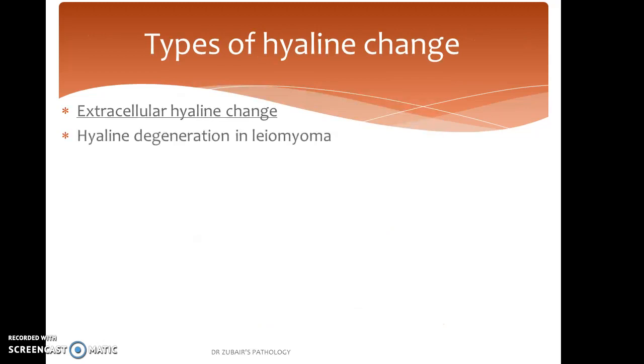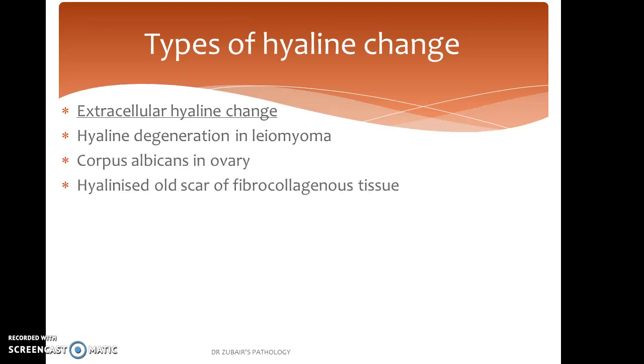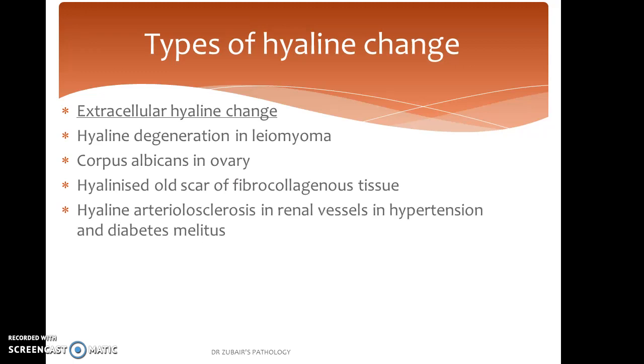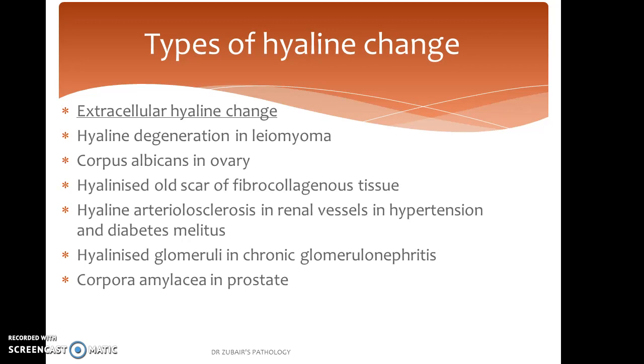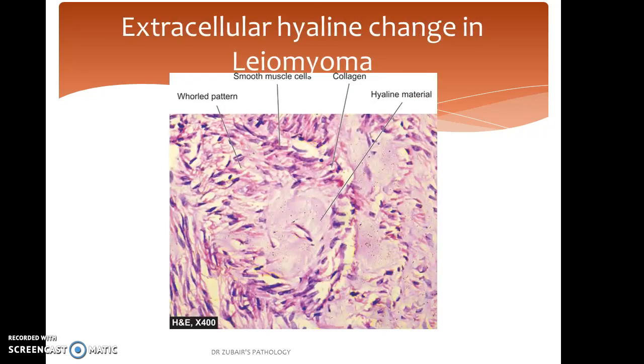Coming to extracellular hyaline change, it could be hyaline degeneration in leiomyoma, corpus albicans in ovary, hyalinized old scar of fibrocollagenous tissue, hyaline arteriolosclerosis in renal vessels in hypertension and diabetes mellitus, hyalinized glomeruli in chronic glomerulonephritis, and corpora amylacea in prostate. So again, what we find here is leiomyoma with smooth muscle cells, and this material here, which is again homogeneous eosinophilic, is the hyalinized change.